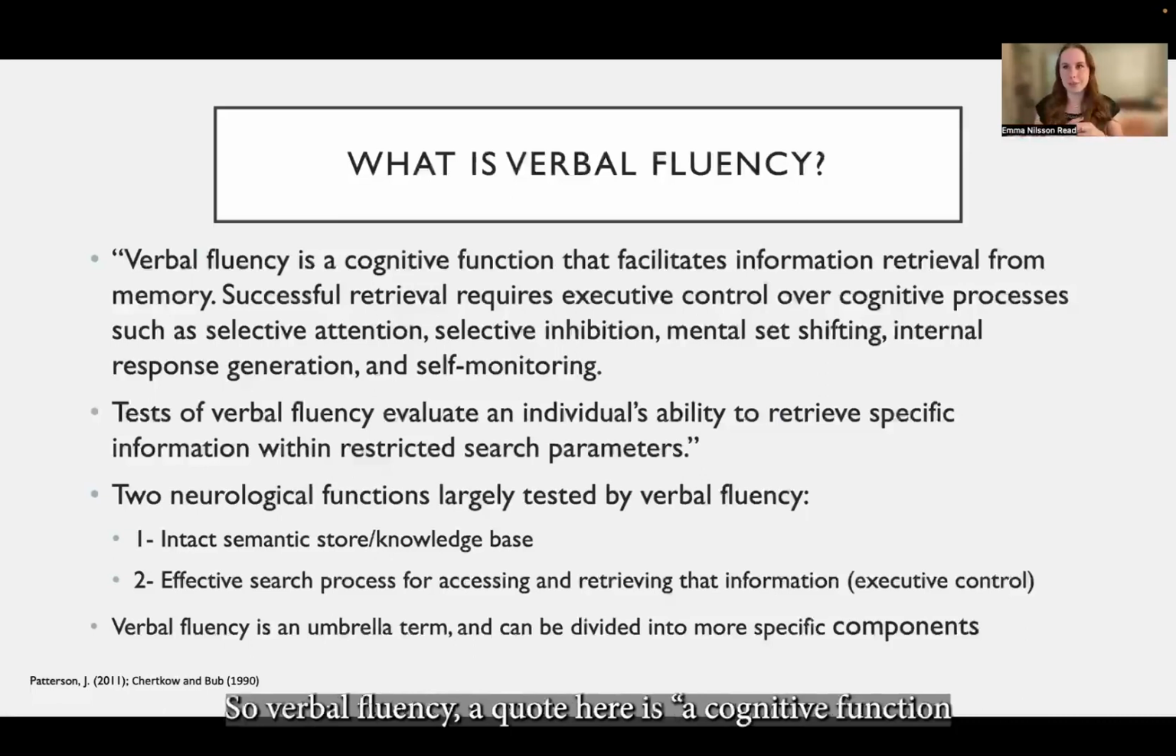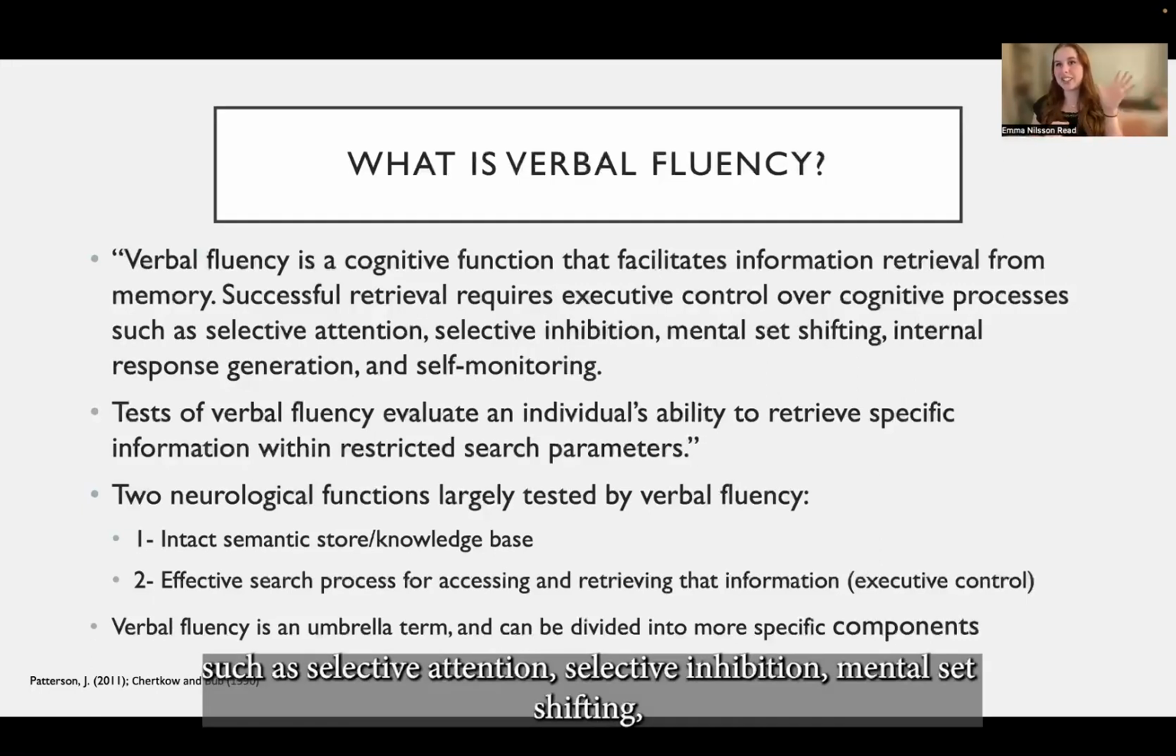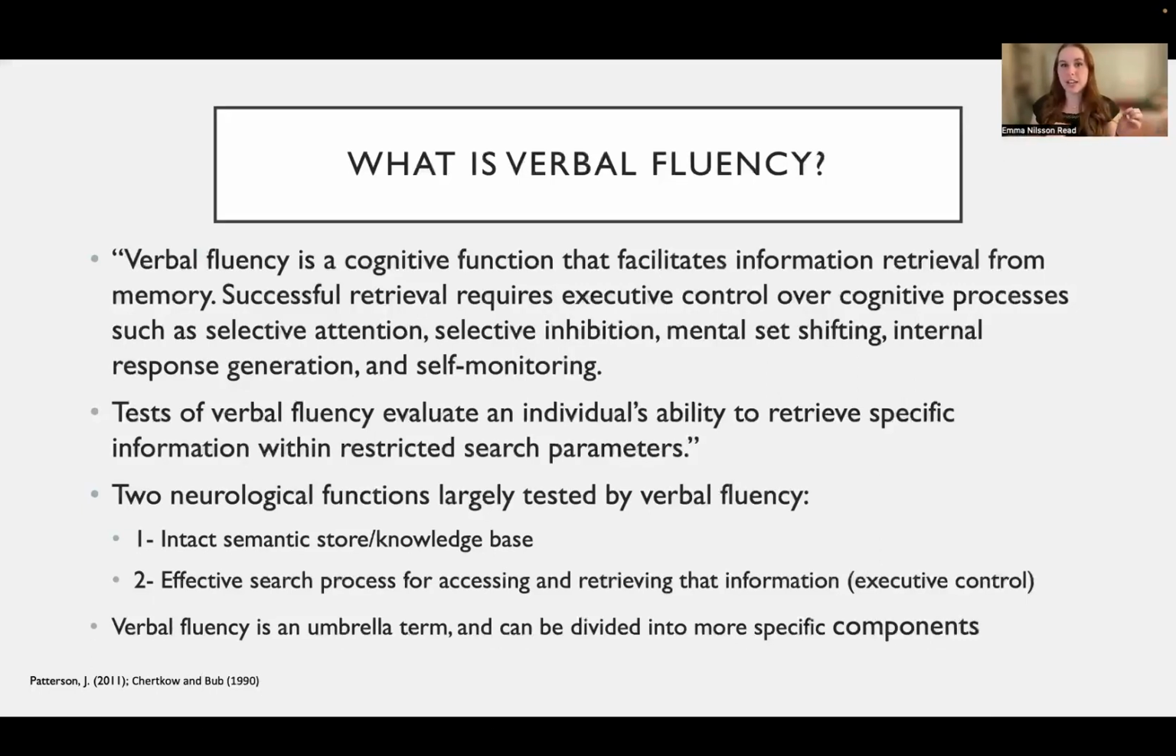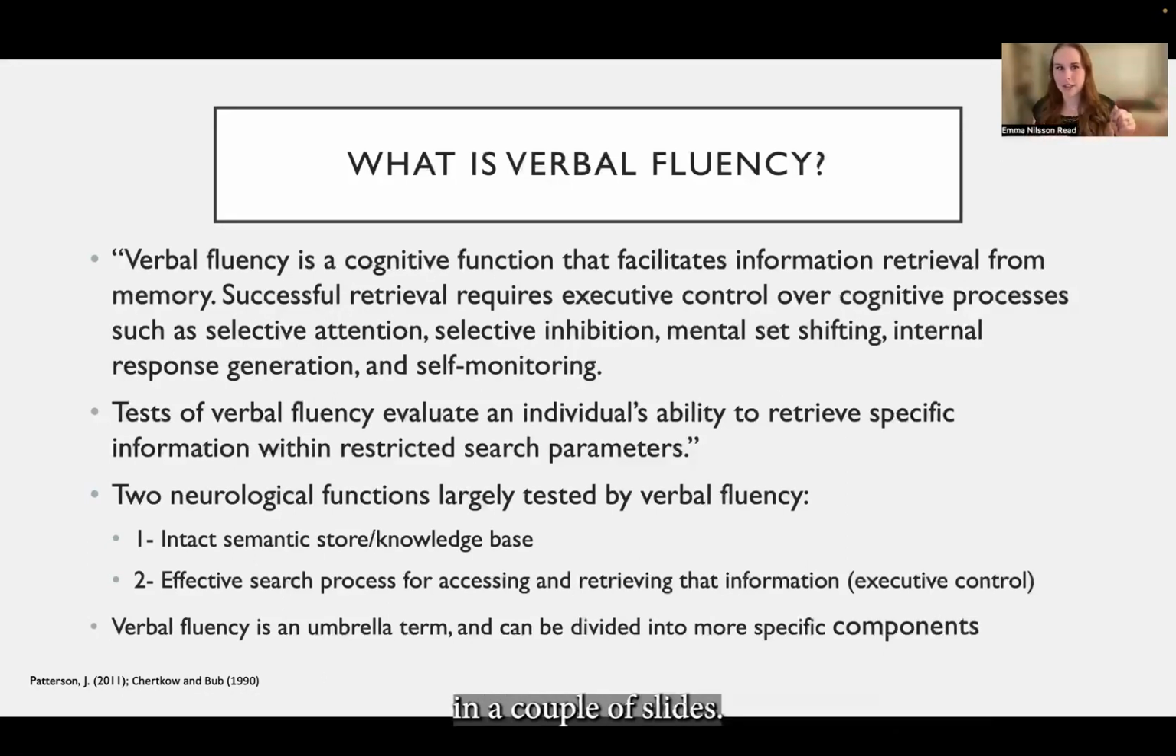What is verbal fluency? So verbal fluency, a quote here, is a cognitive function that facilitates information retrieval from memory. Successful retrieval requires a couple things. That retrieval requires executive control over your cognitive processes, such as selective attention, selective inhibition, mental set shifting, internal response generation, and self-monitoring. So what does that mean? Let's break this down a little bit. Basically, tests of verbal fluency are going to evaluate an individual's ability to retrieve specific information within restricted search parameters. And I'll explain a little bit more what that means in context in a couple slides.